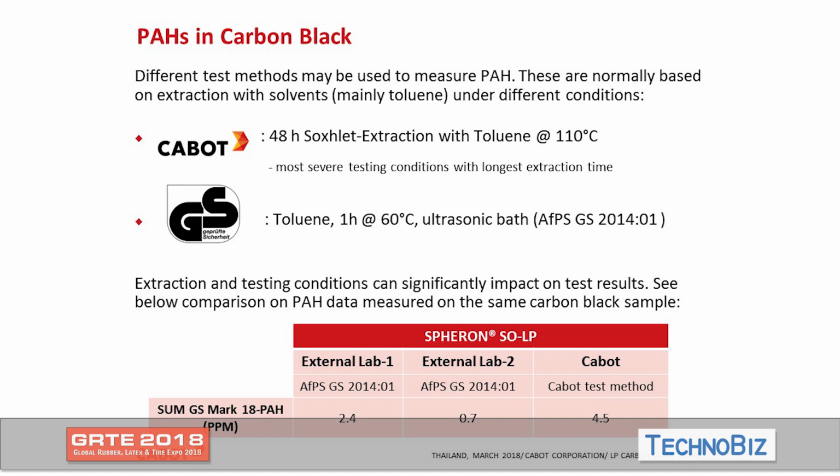And for other test methods, like AFPHGS, exactly here, from different labs we can get a number much lower than Cabot numbers. So that's another evidence to show that from Cabot, our test result is probably the highest one. It's the most strict way to do this kind of test, and in most cases our result is going to be the highest one.